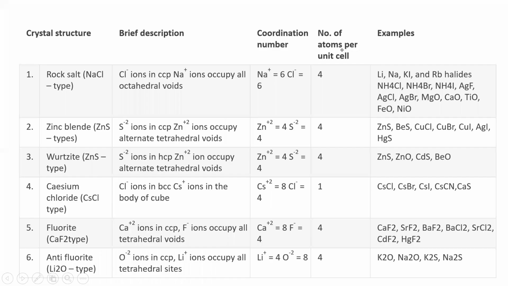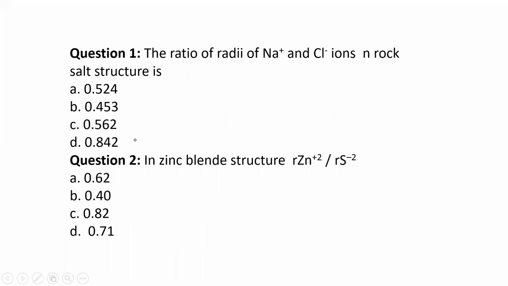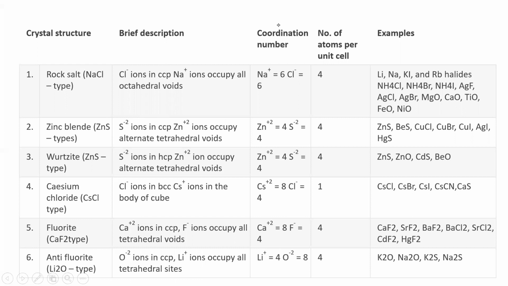So next, in brief, everything is given in the table. This table is very important so that you can easily understand what is given here. So what are the important points? That's why we have made this table. Back to this table, rock salt type structure, where the chloride ions are in CCP and sodium ions occupy all octahedral voids. CCP means 8 corners and 6 face centers, and sodium ions occupy all the octahedral voids. So it is FCC. The coordination number is 6:6, and the number of atoms per unit cell is 4. Examples: lithium, sodium, potassium iodide, rubidium halides, etc.